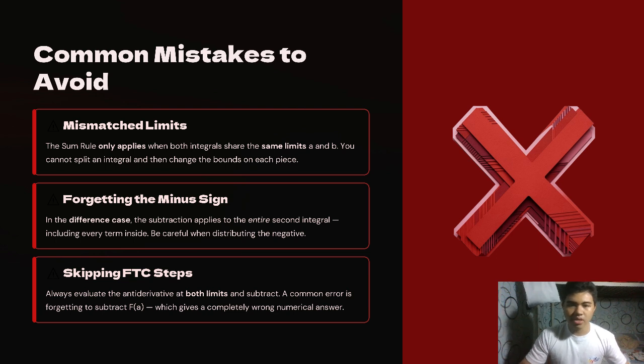And finally, skipping FTC steps. A common shortcut is trying to do the subtraction in your head. Always write out F of b minus F of a explicitly. And that's all.